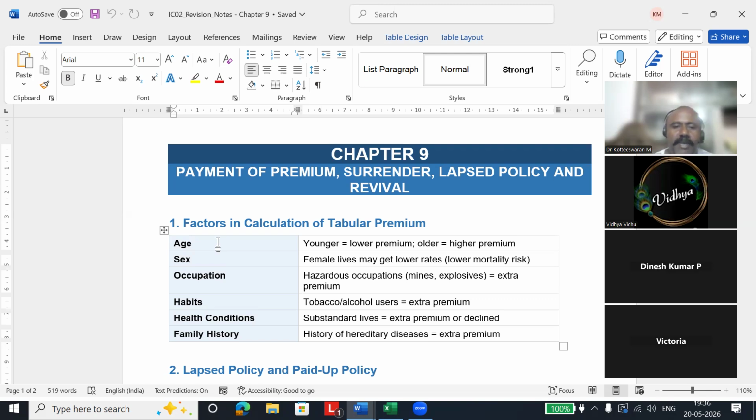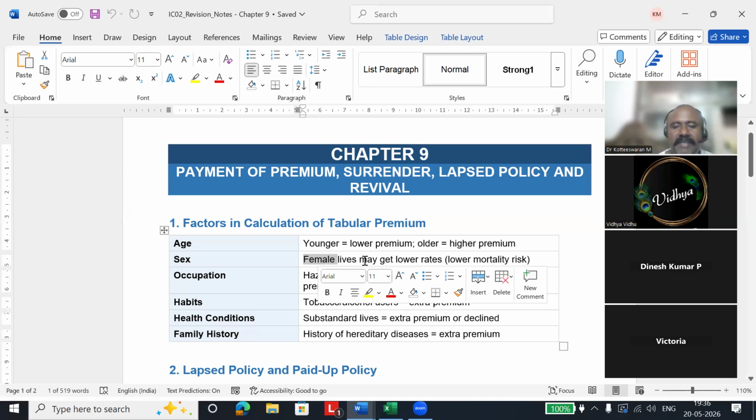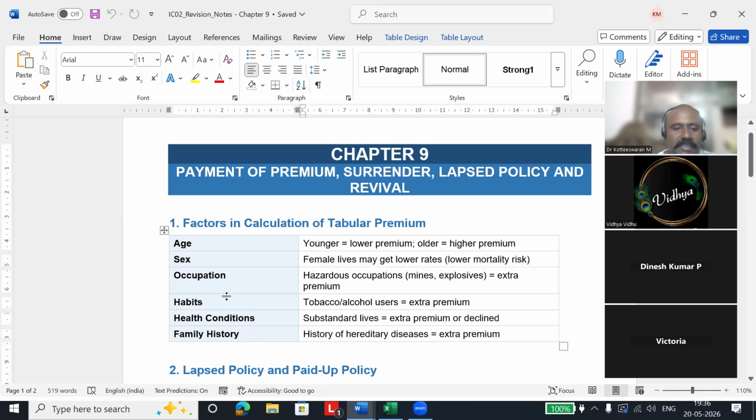So age, how age influences the premium. If you are a younger person, less premium; a higher age person, higher premium, because the risk is increased. At a younger age, the risk of dying is less. At an older age, the risk of dying is higher. So higher premium. Sex: the average mortality rate for the female gender is lower than for the male gender, so usually for females it's favorable. They will charge lower rates. For the male gender, they will charge higher rates.